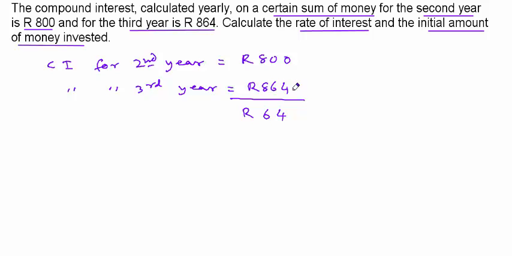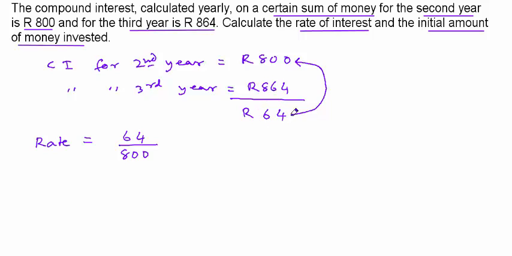Now where is this extra interest of 64 Rand coming from? That actually is the interest on the interest earned on the second year. Therefore, this is the interest on the interest, which is 800 Rand for the second year. If that makes sense, the rate of interest is equal to 64 over 800. 64 Rand is the interest earned over this 800 Rand, which happens to be the interest for the second year. So that's the additional interest earned for the third year.